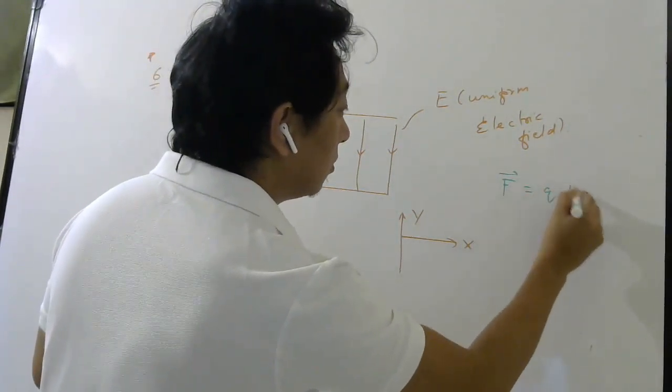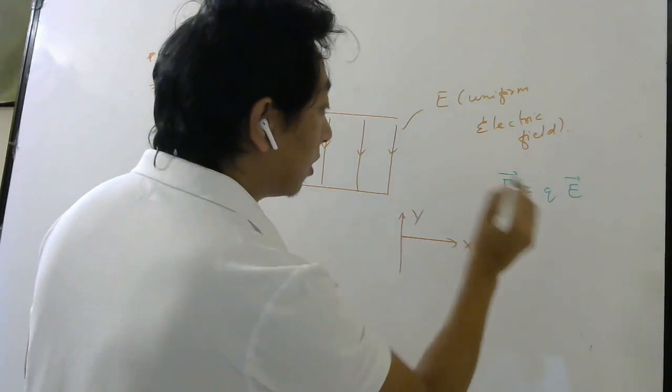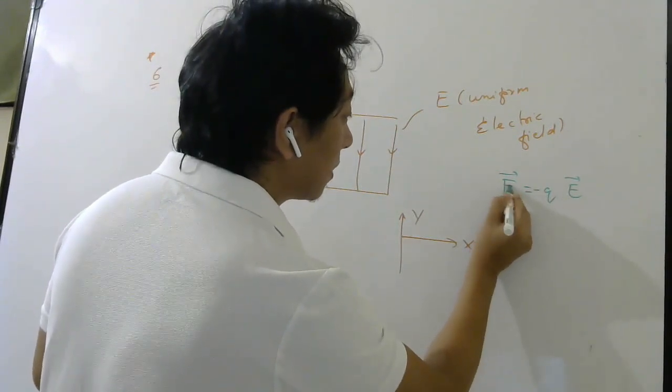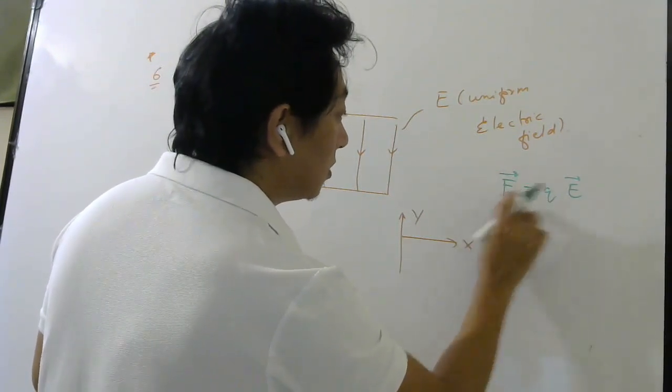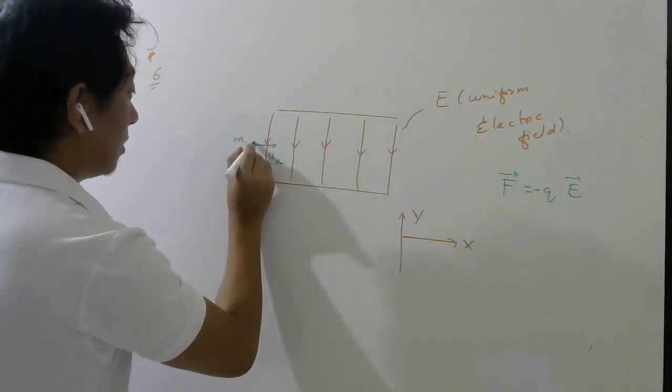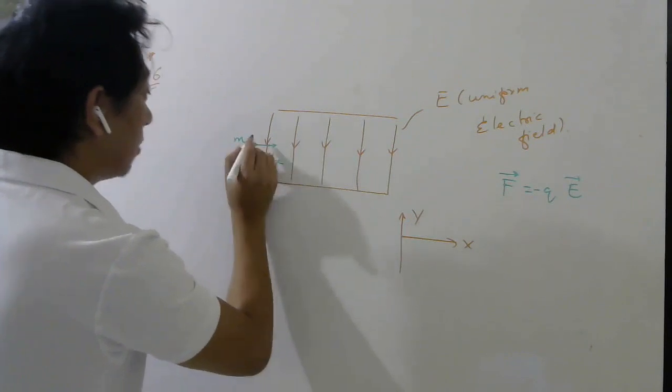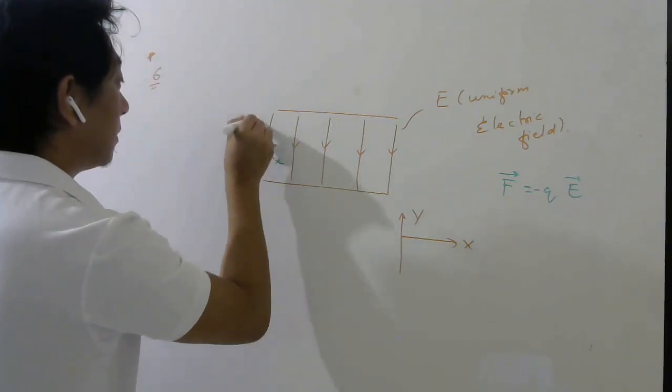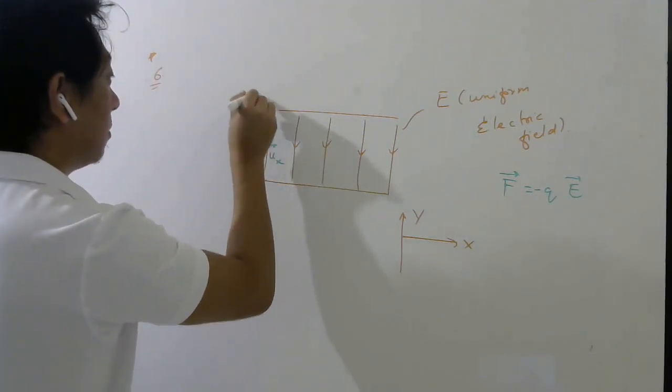Q into E. In this problem, the charge is minus, so the force will be opposite to the electric field. The electric field I have shown downwards, so the force on this particle when it goes inside will be upward. So force will be upward.